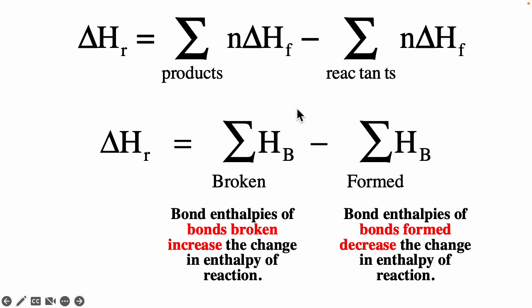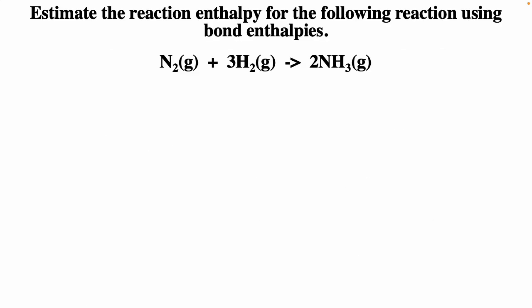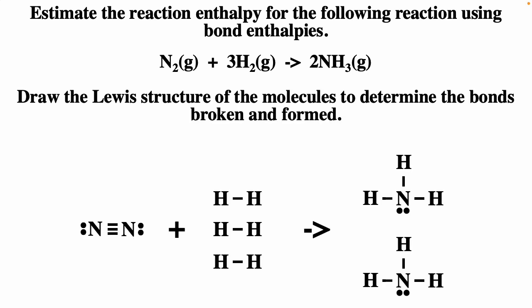So again, please don't get confused. If using enthalpies of formation, it's products minus reactants. If using bond enthalpies, it's bond enthalpies of the bonds broken minus formed. If you're breaking a bond, you're adding heat, so that's increasing the delta H. If bonds are being formed, that means heat is being released, and so that would be a negative contribution to your delta H. If we look at an example, here we have N2 plus 3H2 going to 2 ammonia. If we want to figure out what bonds are broken and formed, we should draw the Lewis diagram.